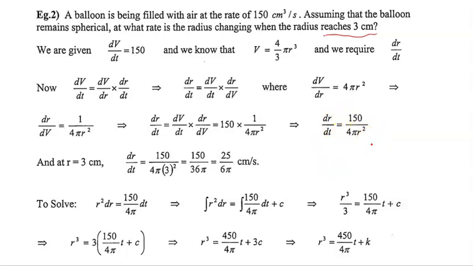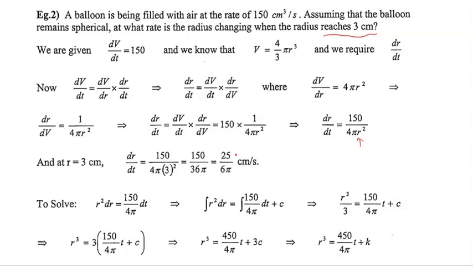Now we can find dr/dt when the radius is 3 centimeters, at what rate it is changing. So we can substitute in our 3 centimeters. dr/dt at r equals 3 is 150 on 4π times 3 squared, which is 150 on 36π, which is 25 on 6π when we simplify that down. And the units are centimeters per second, so the rate of change of the radius with respect to time is 25 on 6π centimeters per second.